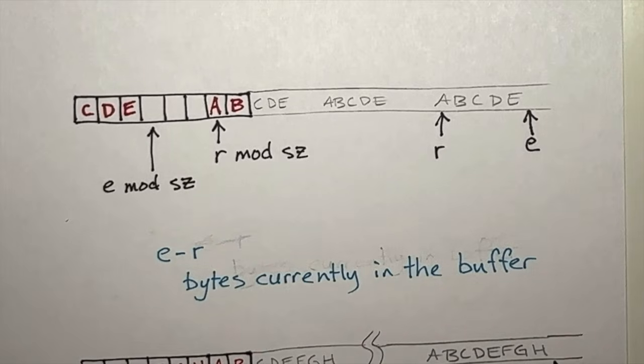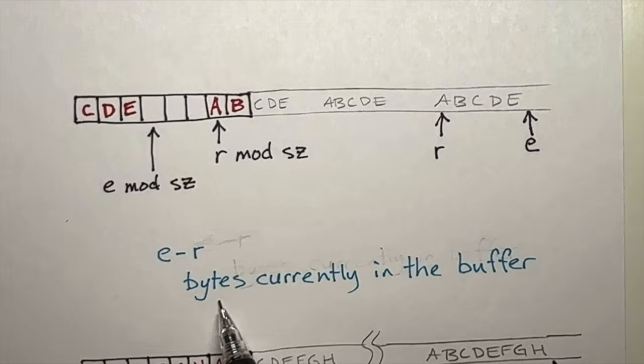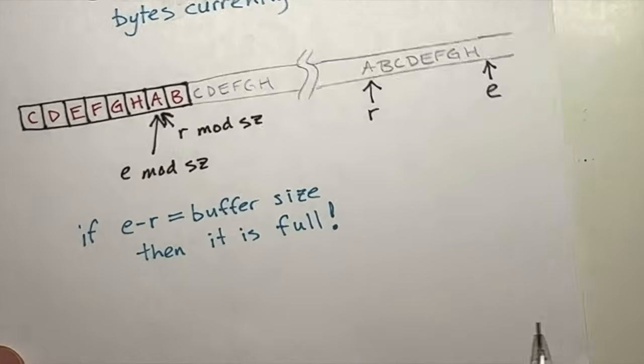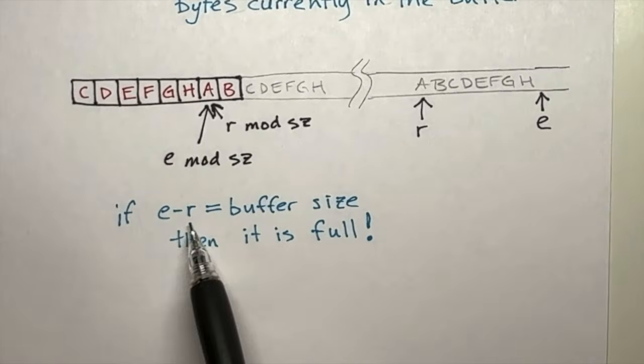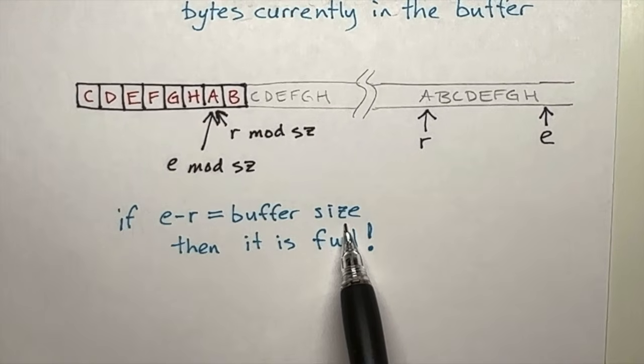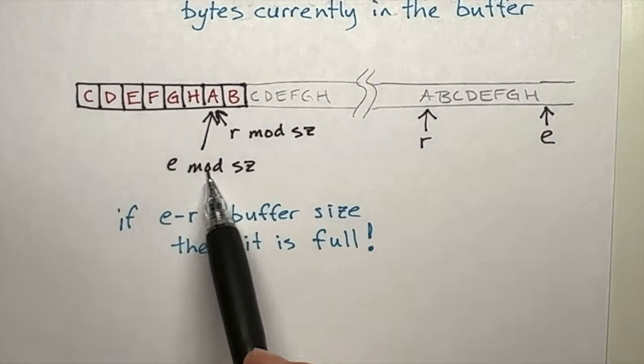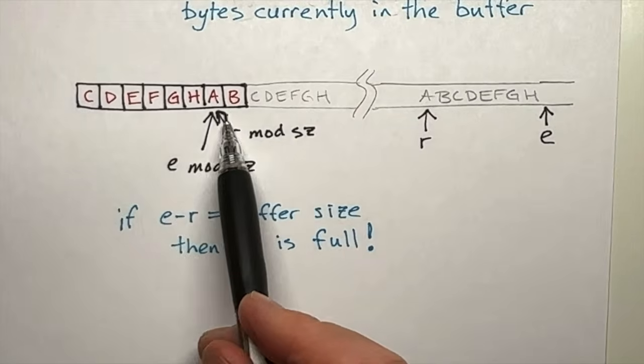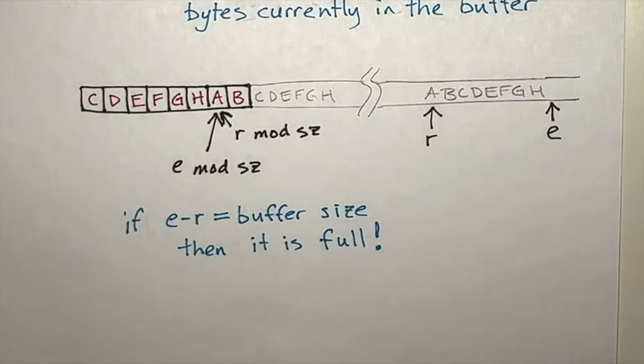The number of bytes in the buffer is E minus R, so we can test whether the buffer is full very simply by asking whether E minus R is equal to the buffer size. When that's true, the buffer contains 128 bytes and there is no more room.